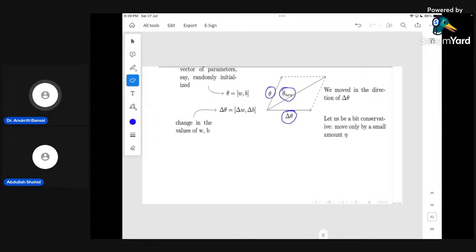One thing to understand here is that whenever I am adding this delta theta, or making any change in this theta, I get a new theta, but I want to be conservative. That means I want to move only a very small amount. This is called eta, the step which I want to take. I want to get a new theta, but in a smaller amount.